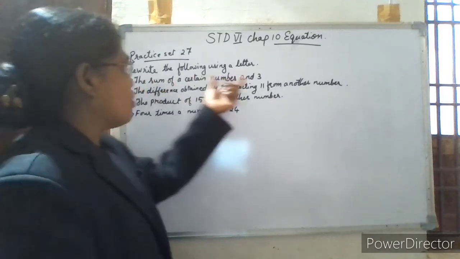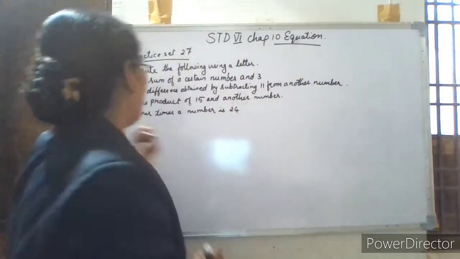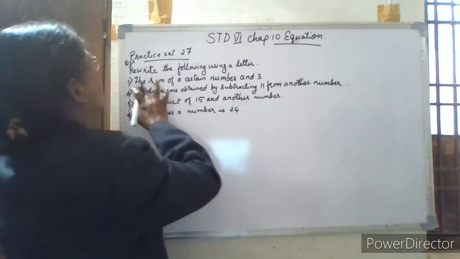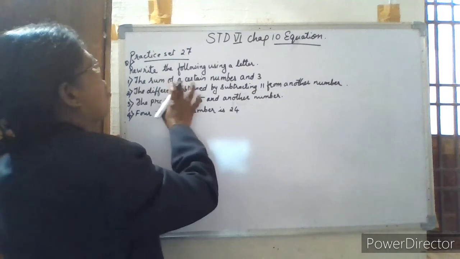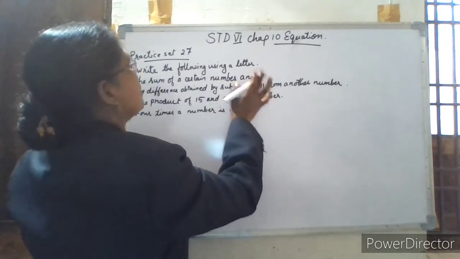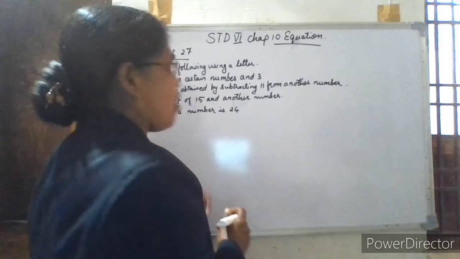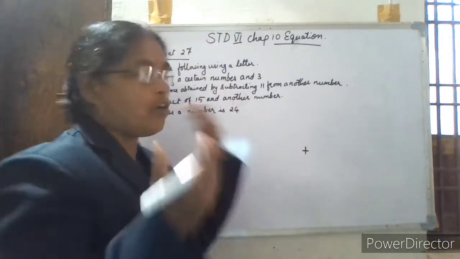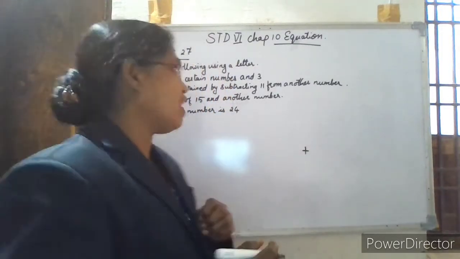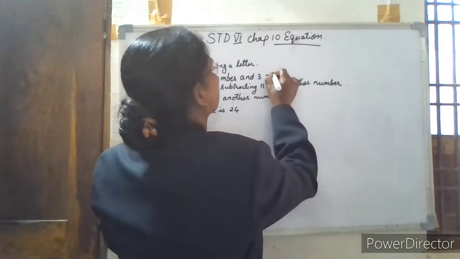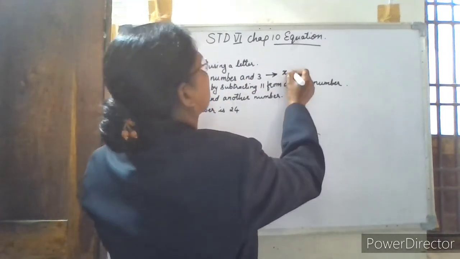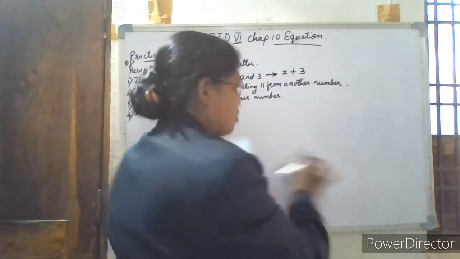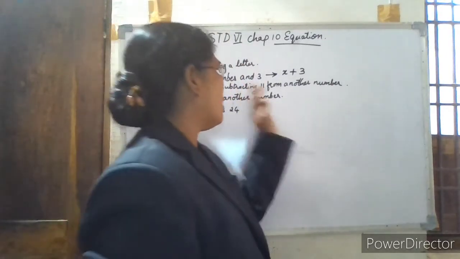A statement is given and we have to form an equation out of it using any one letter as a variable. The first one is: the sum of a certain number and 3. The sum means addition. What is the number? We don't know, so let us take it as x. Sum means plus, so x plus 3 is the equation. Nothing more is given.